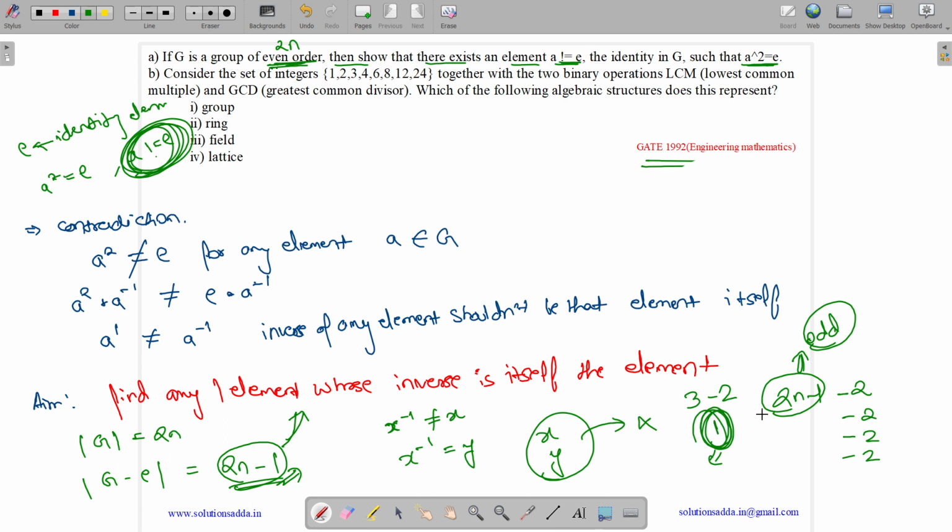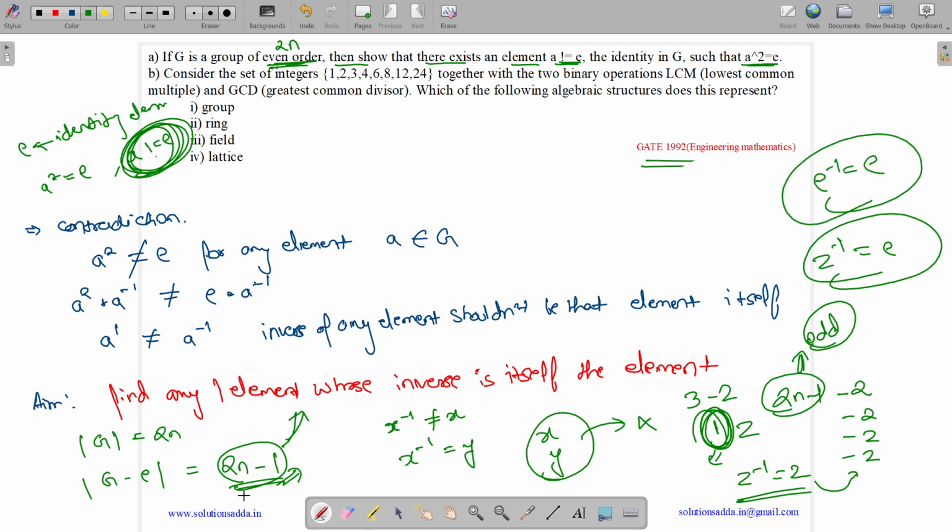Now let us suppose this item is z, then its inverse should be that one only. Why? Because it cannot map to the inverse of any other item, like z cannot be mapped to y, x or any other item, because inverse is always unique. And this z inverse can't be equal to the identity element. Why? Because the inverse of identity is identity itself.